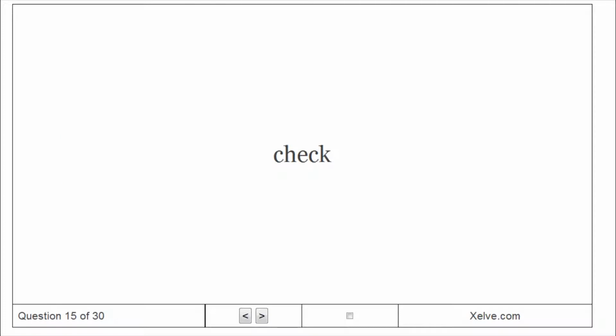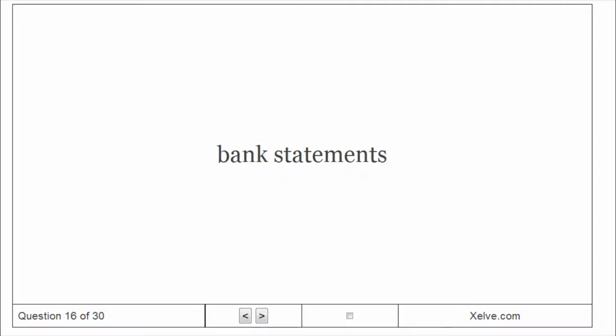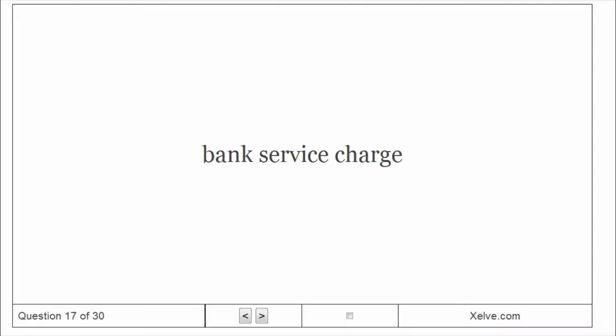Check. A written order signed by the depositor directing the bank to pay a specific sum of money to a designated receipt. Bank statements. Shows the depositor's bank transactions and balances. Bank service charge. A monthly fee.